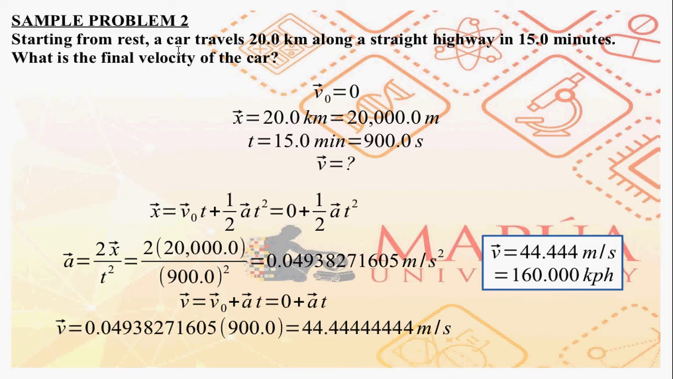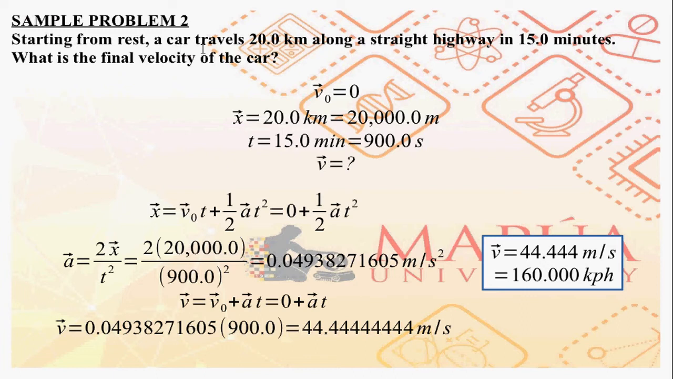So assuming positive direction, displacement x is equal to positive 20 kilometers, convert to meters. Again, it's always a good idea to convert to MKS: meters, kilograms, seconds. So the 20 kilometers converted to meters is 20,000 meters. Time of travel given is 15 minutes, convert to seconds. 15 minutes is 900 seconds, and we are being asked to get the final velocity.